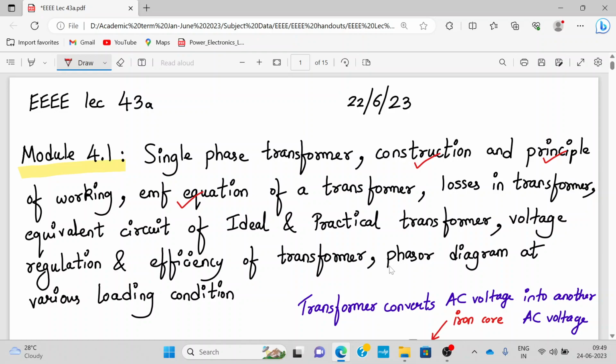Next we will study the various losses in the transformer. That's it for this session. We will continue the topic further in lecture number 43B.